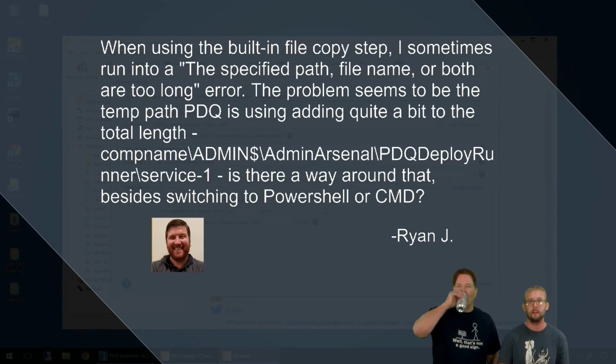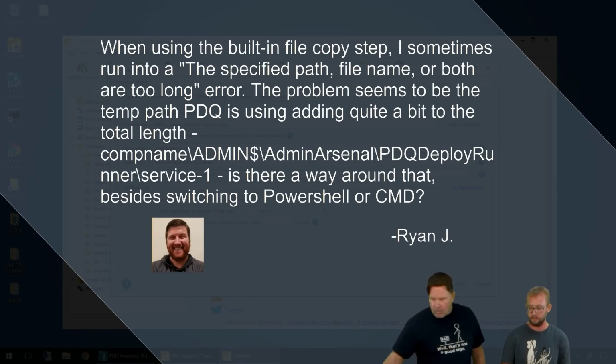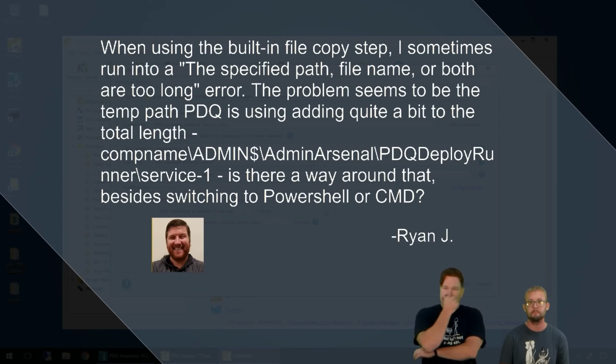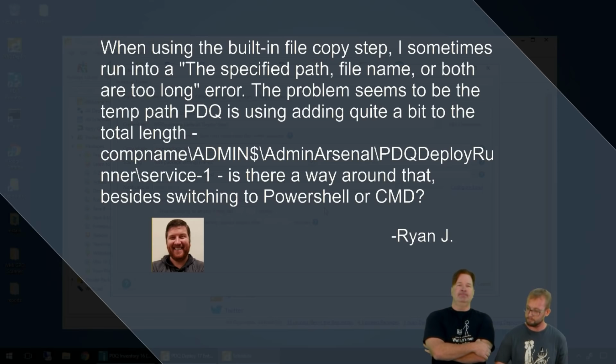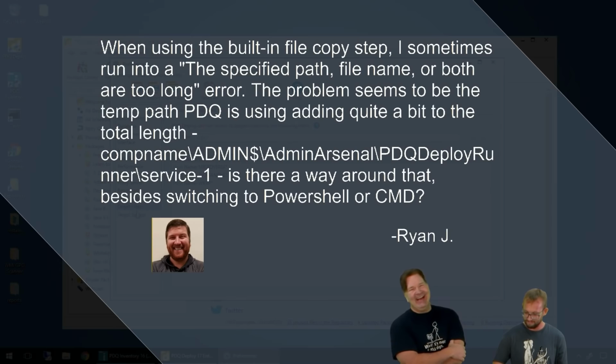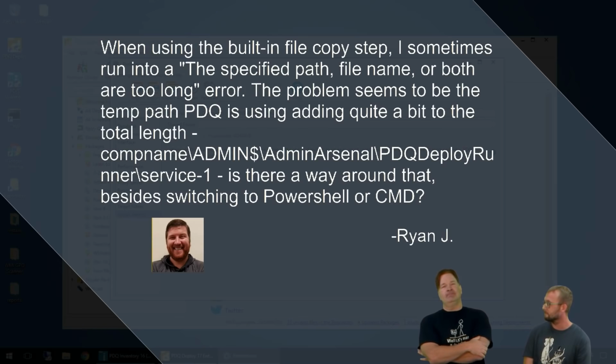Dear Lex and Josh, when using the built-in file copy step, I sometimes run into the specified path, file name, or both are too long error. The problem seems to be the temp path PDQ is using, adding quite a bit to the total length. Is there a way around that besides switching to PowerShell or command? Thanks, Ryan J. Simple. PowerShell or command will take care of that for you.